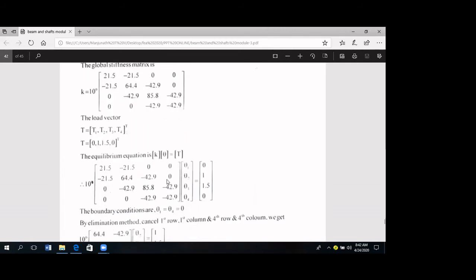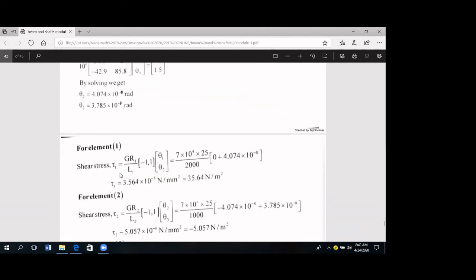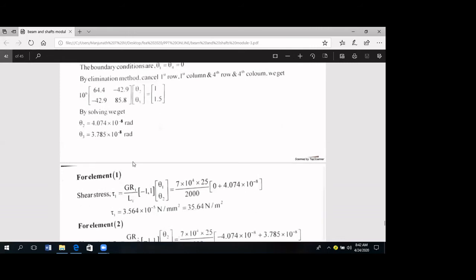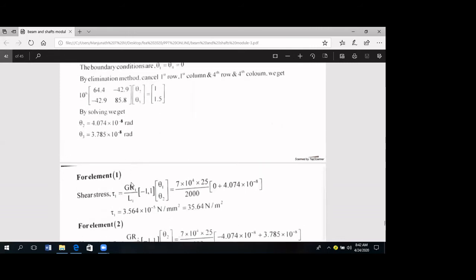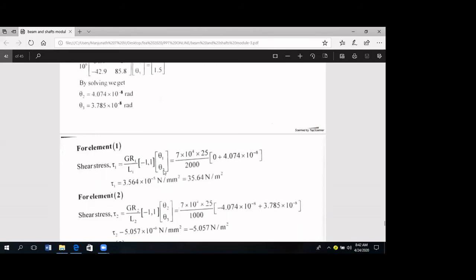Similarly, we also need to calculate the shear stress. The shear stress formula for element number 1 is tau 1 equal to G R1 divided by L1, times minus 1, 1, times theta 1, theta 2. Here R1 is nothing but the radius of the shaft. The diameter is given, so just take the radius. Theta 1 and theta 2 are the angles of twist at node number 1 and node number 2. This is for the first element only, so it involves only theta 1 and theta 2.